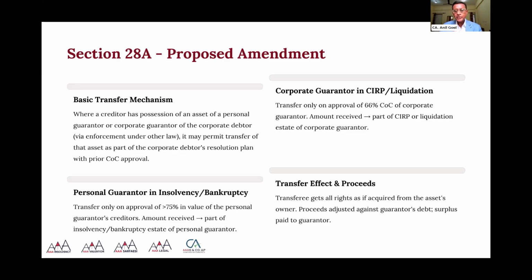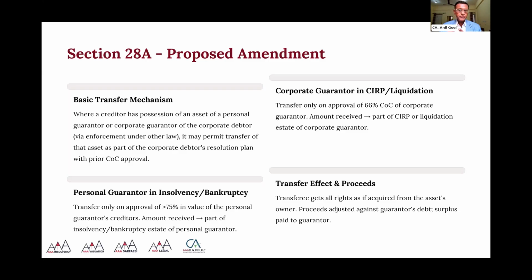Now, in case it is a corporate grantor, and that corporate grantor is also under insolvency, then that corporate grantor's committee of creditors will decide with 66% voting that this asset can also become part of the CIRP of the corporate debtor. However, the amount that will be received by the corporate grantor will become part of the CIRP or the liquidation estate of the corporate grantor. So two decisions have to be taken.